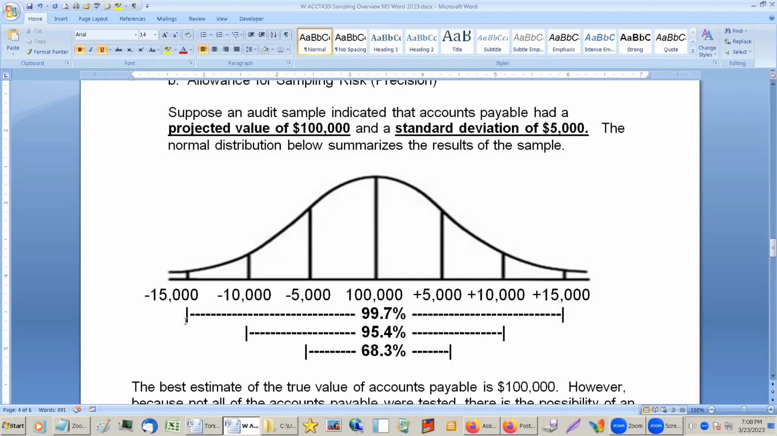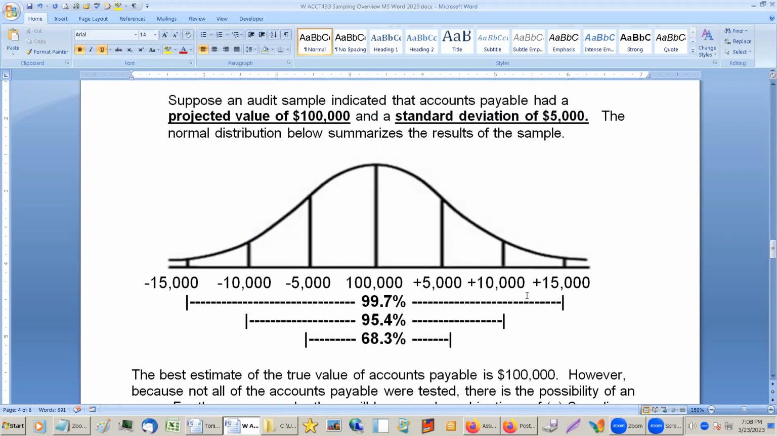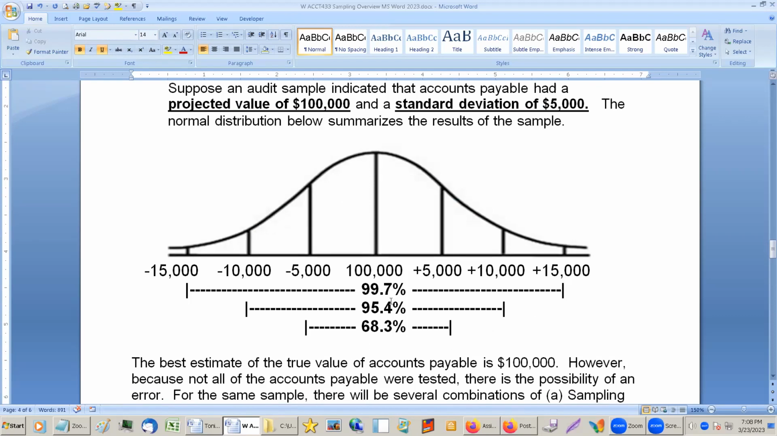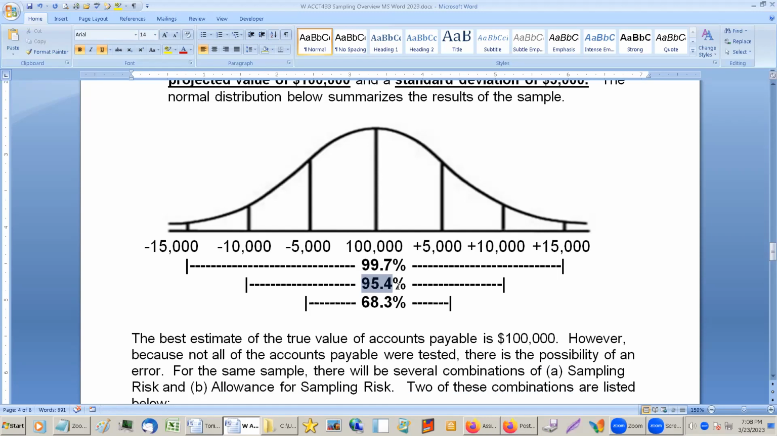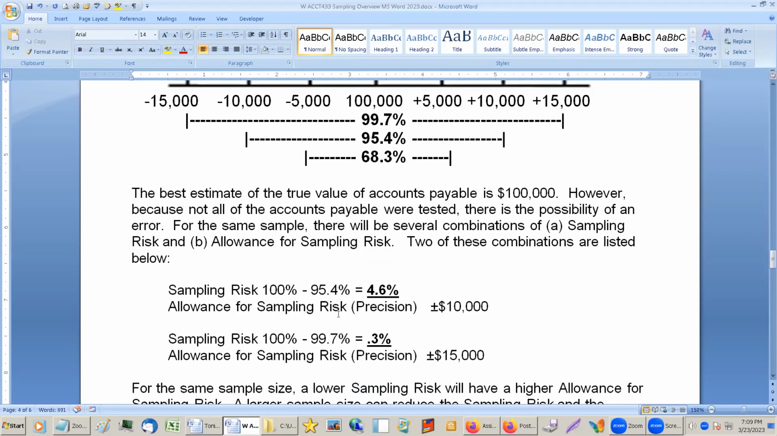Well, if you want to be 99% sure, you'd have to go 3 standard deviations away from the 100,000. So if it indicates that the projected value is 100,000, to be 99% sure it would be plus or minus 3 standard deviations. If you only need to be 95% sure, you're looking at two standard deviations. And 68% sure is 1 standard deviation. And there are variations in between these. There are tables you can look up and see how far out you want to be. By the way, this is a normal distribution. This is why we like to use it, because there are so many tables along with it. So, for instance, to be 95% sure, it'd be plus or minus 10,000.